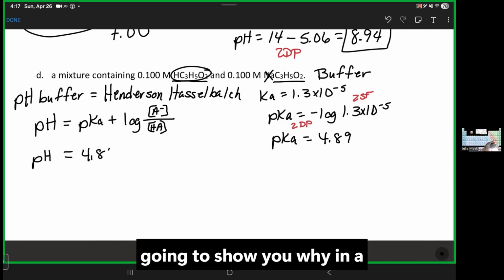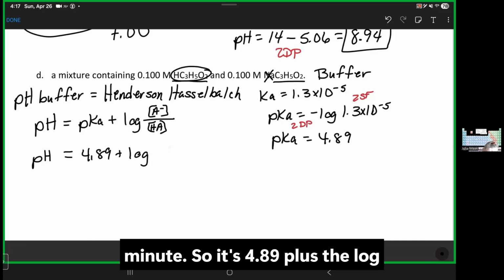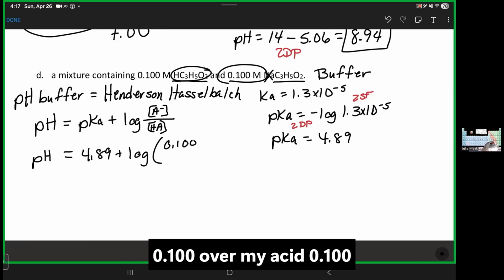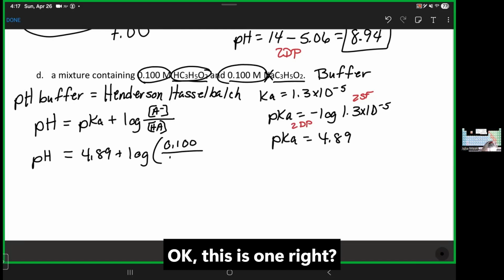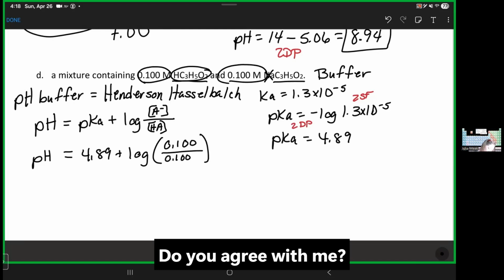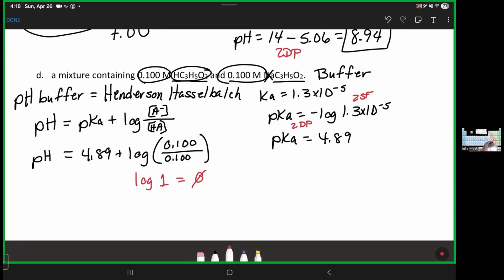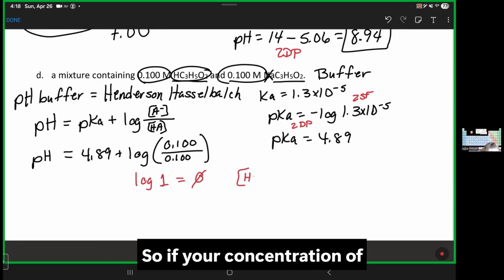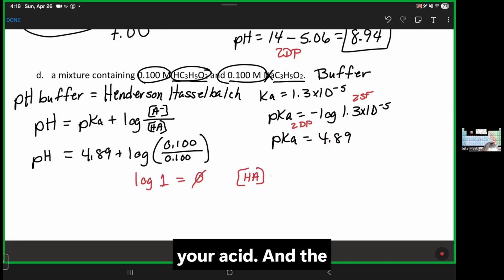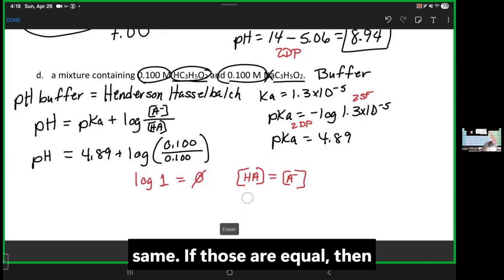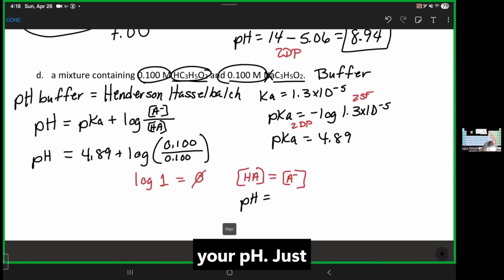So it's 4.89 plus the log of my base, 0.100, over my acid, 0.100. This is 1, right? Do you agree with me? 1.00 divided by 1.00. This is the log of 1. The log of 1 equals 0. So if the concentration of your acid and the concentration of your base are the same, if those are equal, then your pH just equals your pKa.